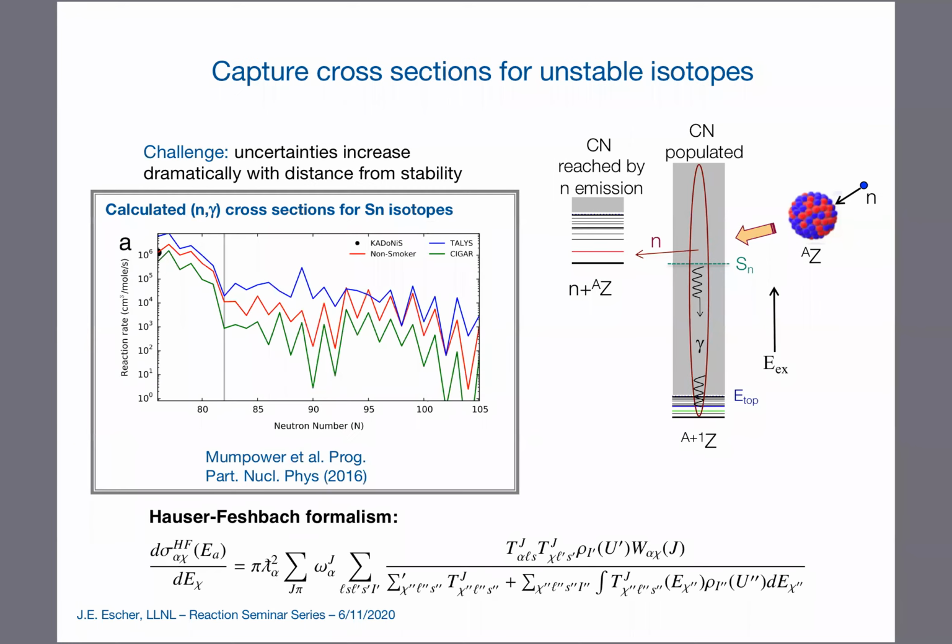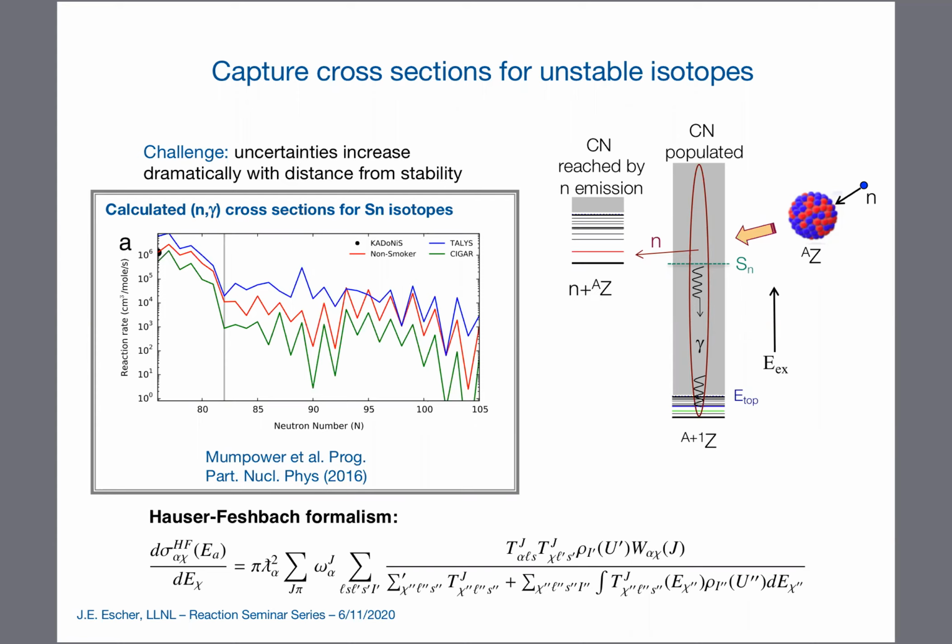Now, when you don't have that data because your nucleus is unstable and you can't carry out an experiment, then you have a problem. And this has been known for a while, and people in the astrophysics community are painfully aware of it. The example here shows a study from Mumpower et al. that illustrates that when you go along the chain of the tin isotopes and you get to unstable nuclei, so that's past the 82 here, the calculations have large uncertainties.